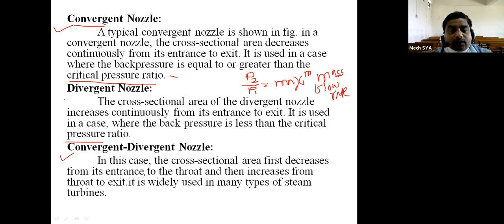In the convergent-divergent nozzle, the cross-sectional area first decreases from entrance to throat, the third section called the throat, and then increases from throat to exit. It is widely used in many types of steam turbines. So in almost all turbines we are going to use this combination, the convergent-divergent nozzle.